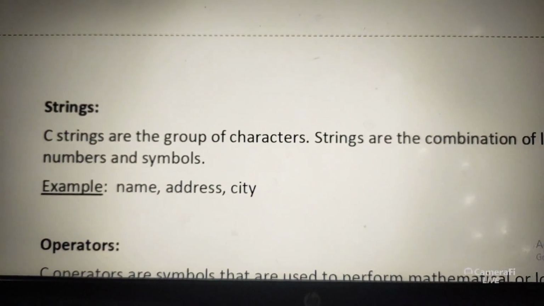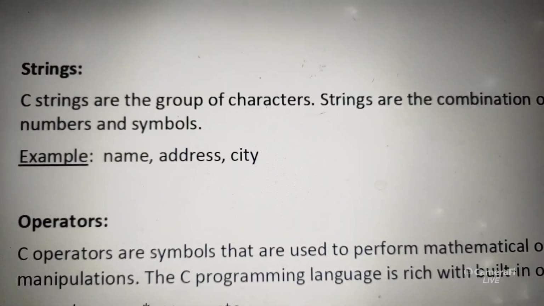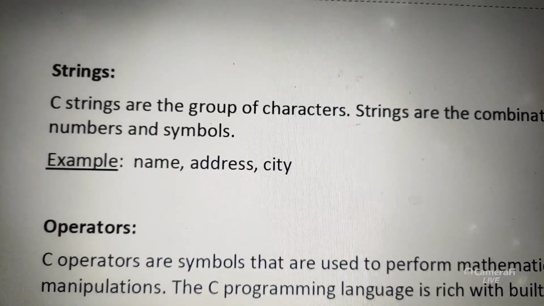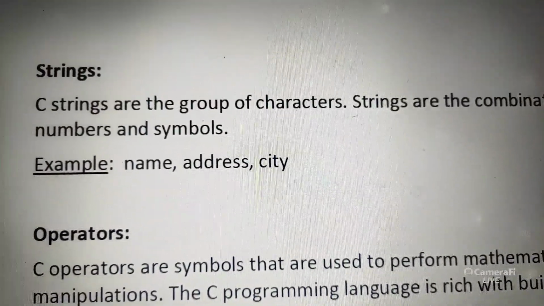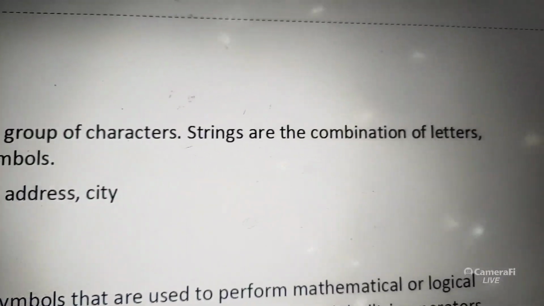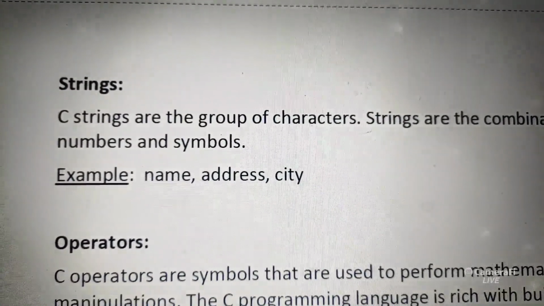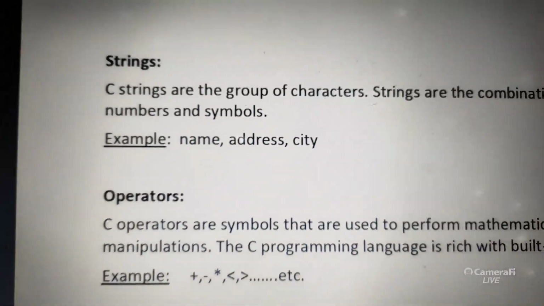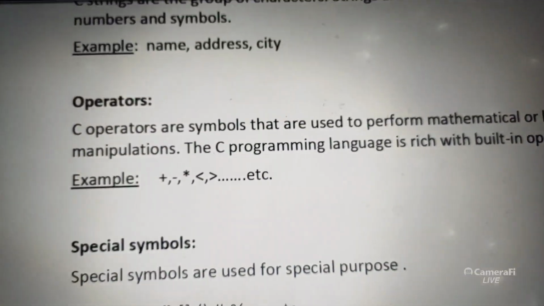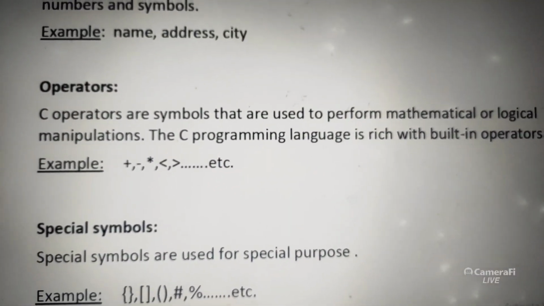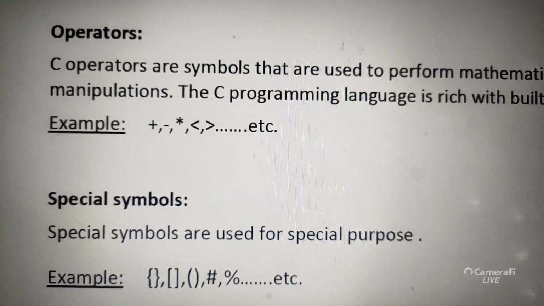Observe the diagram. Next is strings. Name, address, city, enter your name, enter father name, or welcome to C, hello, all these are called strings. Strings are the combination of letters and number symbols, or a group of characters. Strings we have as a separate topic. Operators we also have as a separate topic, but here definition only. Operator means the symbols to perform certain mathematical or logical operation.